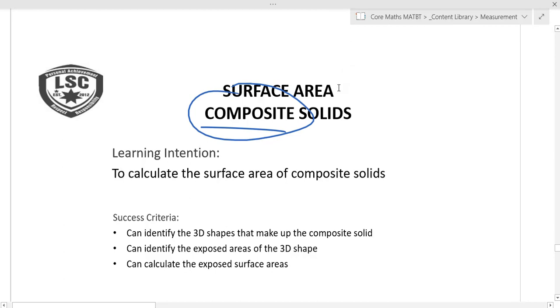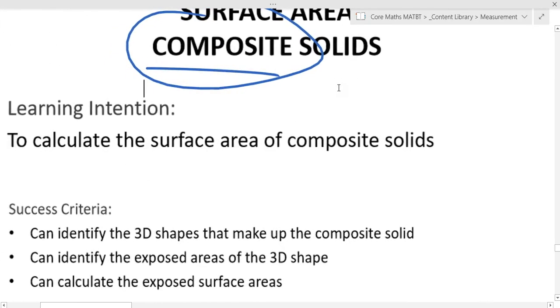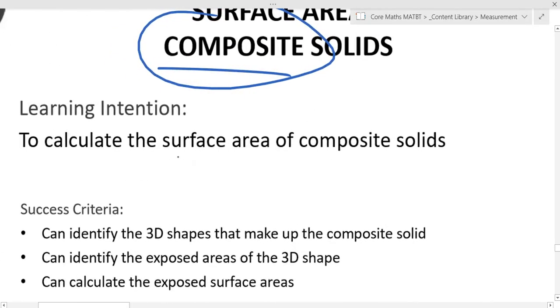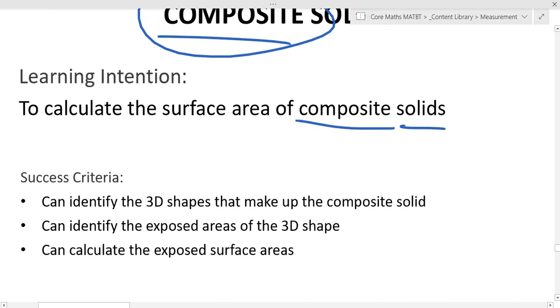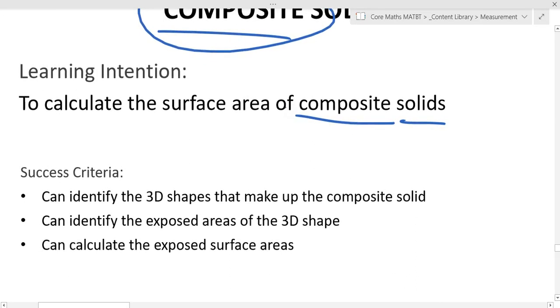Always broken down. So what we're going to focus on today is to calculate the surface area of composite solids. That's what we're trying to aim to understand today. And as a success criteria, we'll identify what makes up the 3D shape, and identify the exposed areas of the 3D shape. We'll get into that in a second, and then calculate the surface areas.